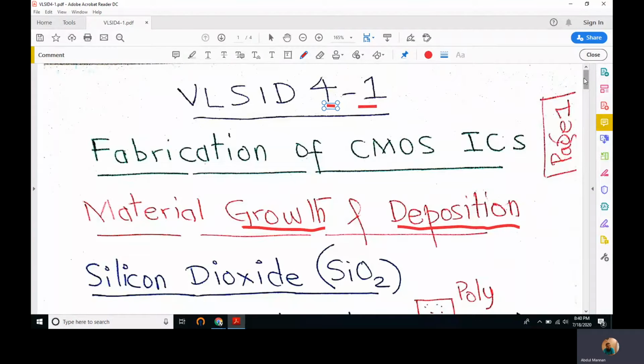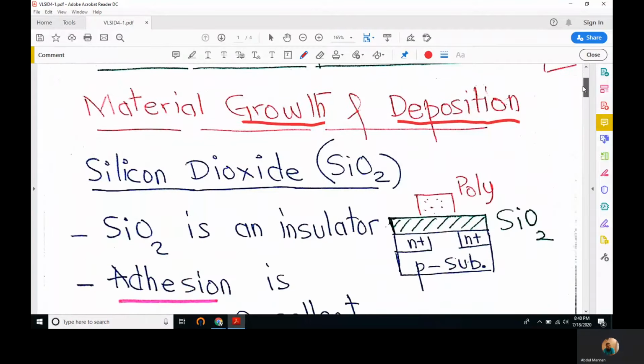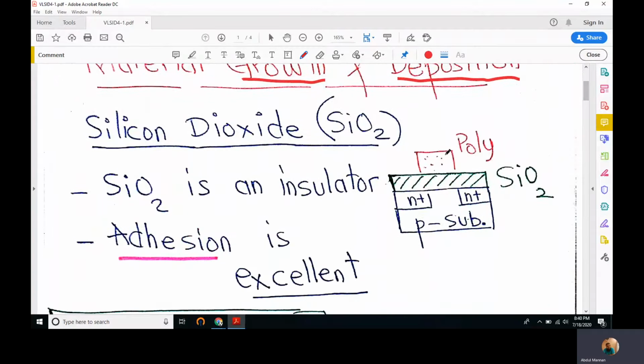Silicon dioxide is an insulator, we already know that. And for a MOS, metal oxide semiconductor, the implementation is such that drain and source terminals are implemented on a substrate. This is actually an NMOS, a side view of an NMOS.